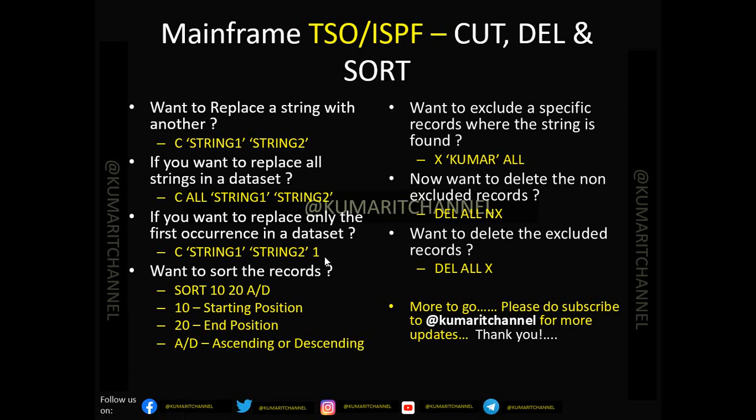Want to sort the records? Yes, you can sort the records using the command prompt. So sort, and you have to specify the starting position and the ending position, and whether you want ascending order or descending order. And if you want to exclude specific records where the string is found, you just type X Kumar all, so it will exclude. Now if you want to delete the non-excluded records, del all nx, it will delete all the non-excluded records, and to delete the excluded records, del all x, right? So these are other useful TSO commands that we use, and these are really helpful to you guys.